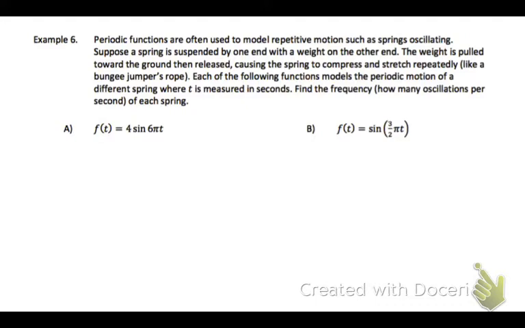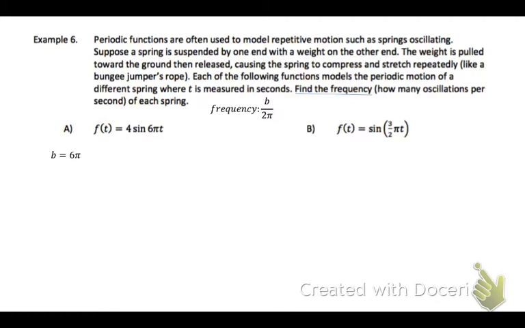Each of these functions model that motion where the spring is a different spring, but t is the measurement in seconds. And we want to find the frequency, or how many oscillations per second of each spring. So how many times this thing is going up and down. Okay, and the way you do that, we're just going to find the frequency. That's b over 2 pi.